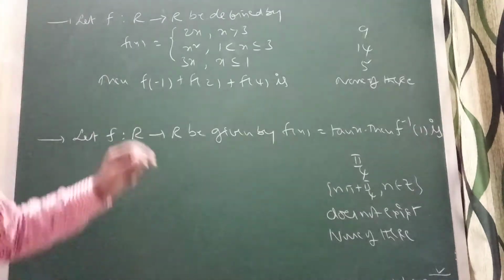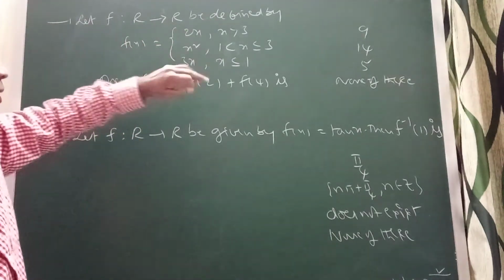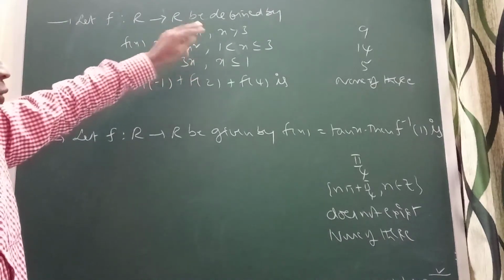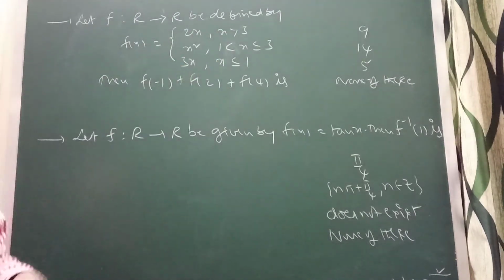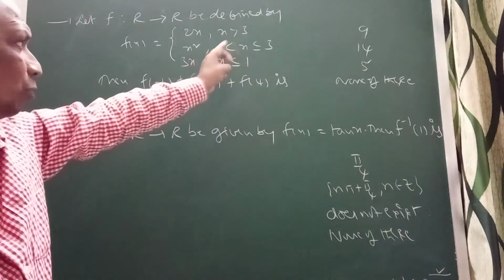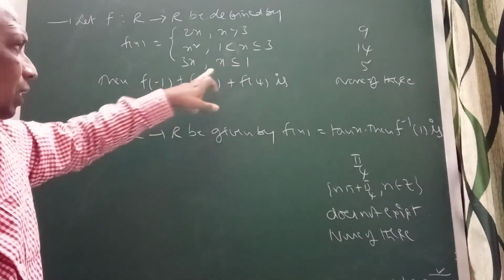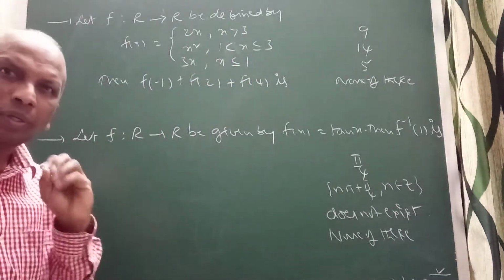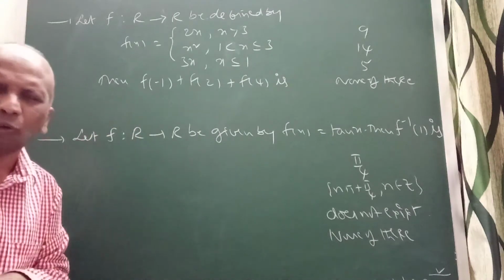Now you can see in this problem f from R to R is defined by f of x = 2x when x is greater than 3, x² when x lies between 1 and 3 including 3, and 3x when x is less than or equal to 1. They are asking for this value. This is a simple problem. They are asking f of −1.